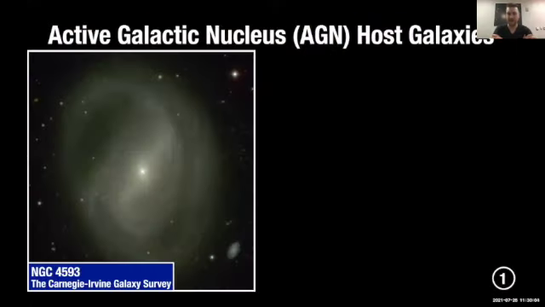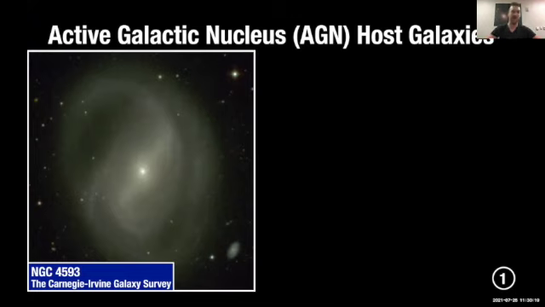Here's one of the all-stars of the AGN host galaxy group. This is NGC 4593. And as I'm sure most of you know, AGNs are unresolved point sources, and so we haven't been able to directly image any, but we think we have a pretty good idea as to what their structure is and what they're doing.